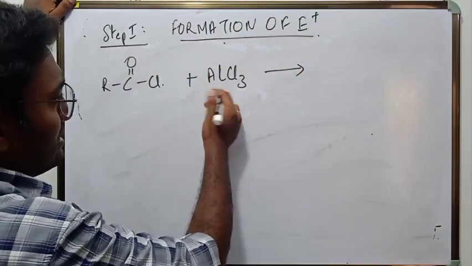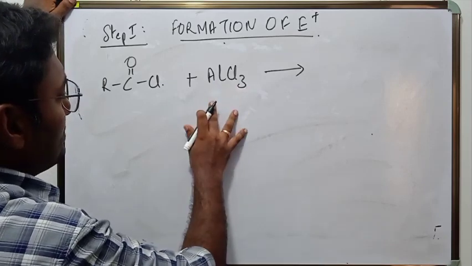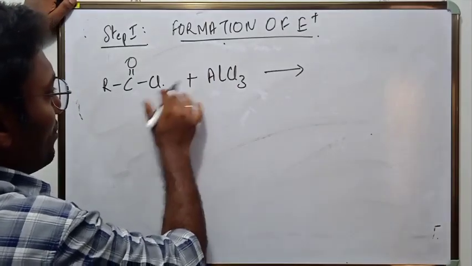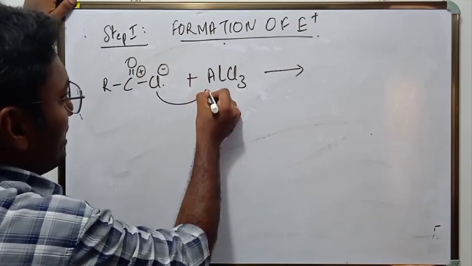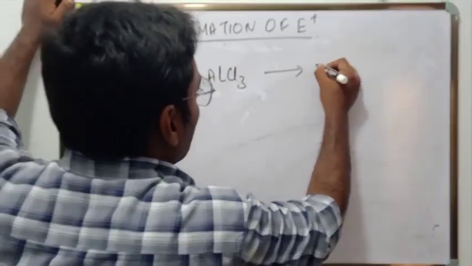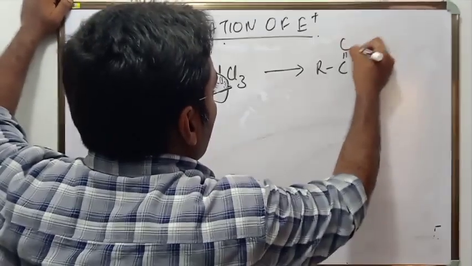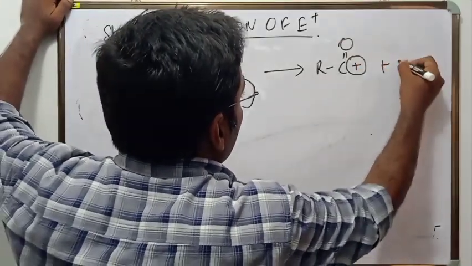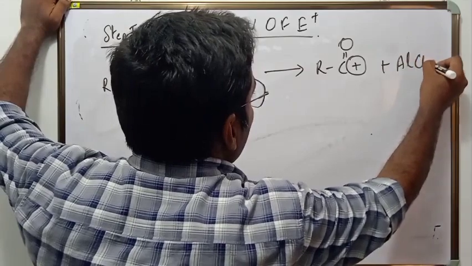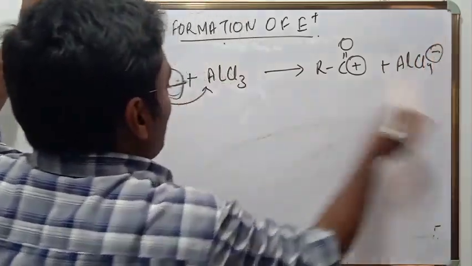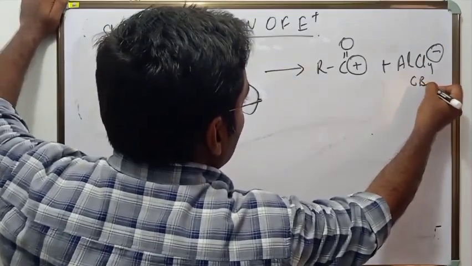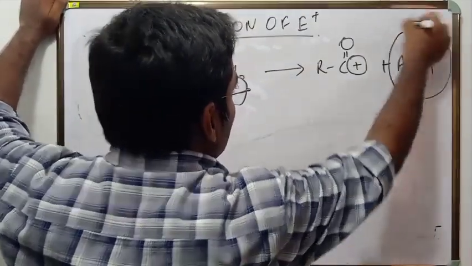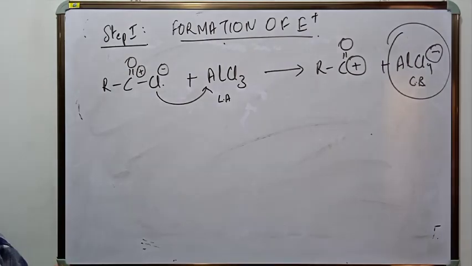Al has an empty d orbital. It accepts a pair of electrons. Okay, so here is the pair of electrons which it will accept. The Cl will go here, and what you get is the acyl cation, and you get AlCl4 minus. Now this is the Lewis acid. This is its conjugate base. Note the conjugate base. We will use this conjugate base in the third step. Okay, so that is step number 1.